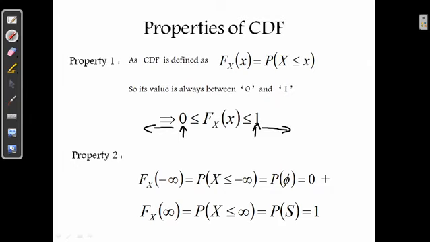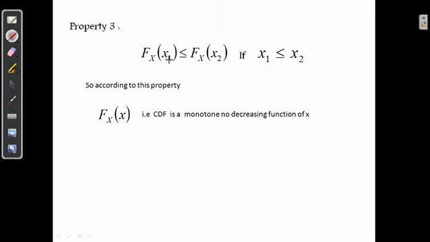Next, let us consider the third property. So this is your third property. Taking F_X of x1 less than or equal to F_X of x2, what does it mean? The cumulative distribution function of x1 will always be less than or equal to that of x2. So it is a monotone non-decreasing function of x.